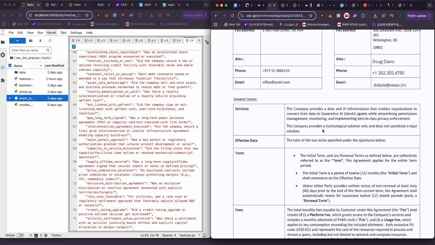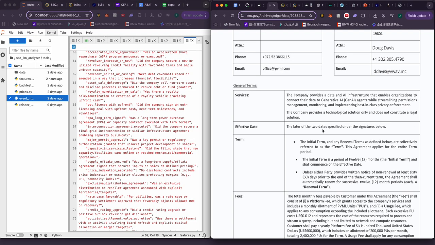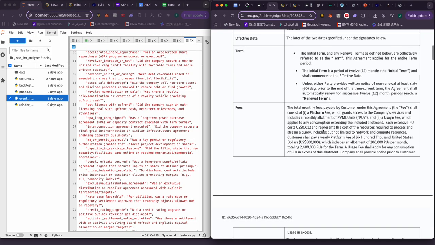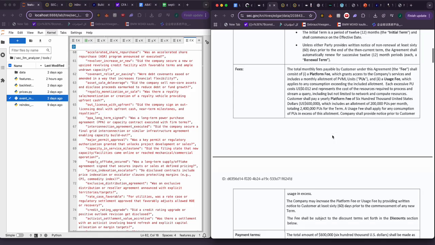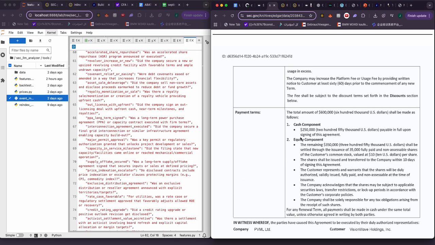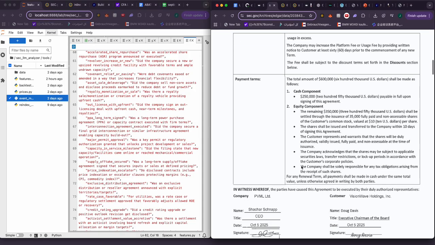Okay. The company provides a technological solution, a usage fee plus any excess cost. So the customer shall pay a yearly platform fee of 600,000, which includes an allotment of 200,000 PUs per month. 250k, 350 shall be 35 fully paid shares of the customer's common stock, which is not good.